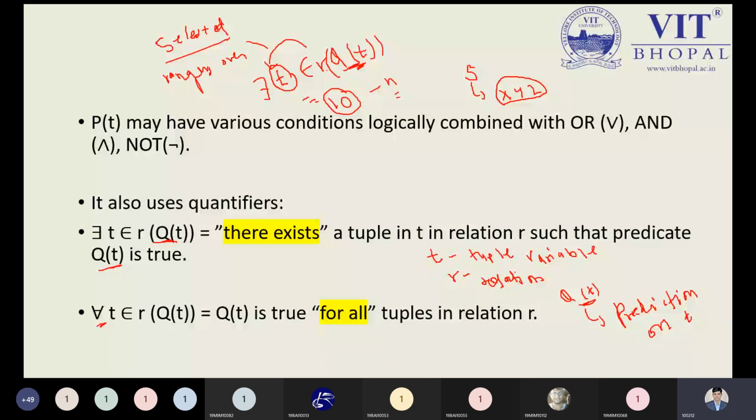Okay, now is it clear to you what is meant by the words ranges over? Please tell me, any doubt? No, sir. Okay, so no doubt. Now shall I move to the next slide?